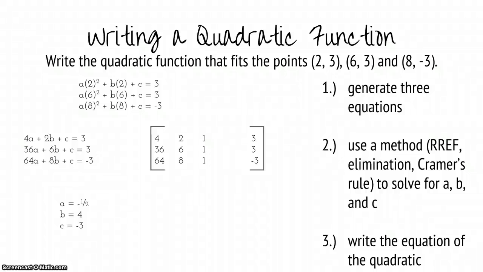Okay? So once I know those, look, I found a, I found b, I found c. So now I'm ready to write the equation of the quadratic, which is so cool. Because that tells me that these 3 data points fit in this function, -1/2 x squared plus 4x minus 3. That is so cool. Okay, I'm sorry. I just love this. So, I wrote the equation because I found a, b, and c because I wrote my 3 equations with my ordered pairs x and y.